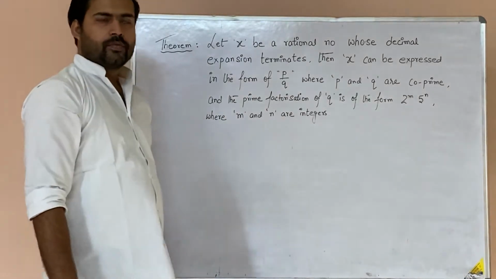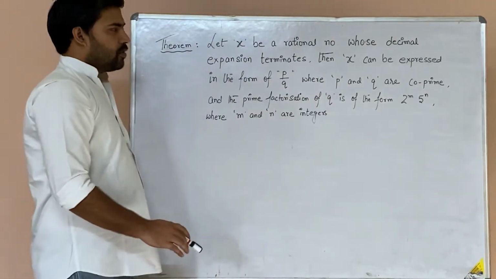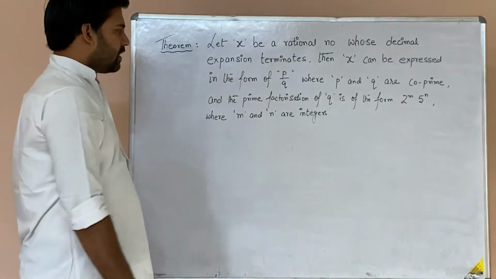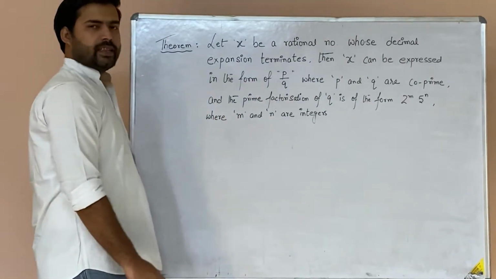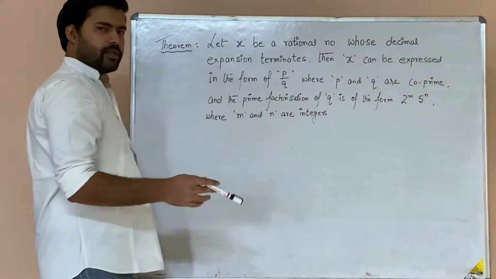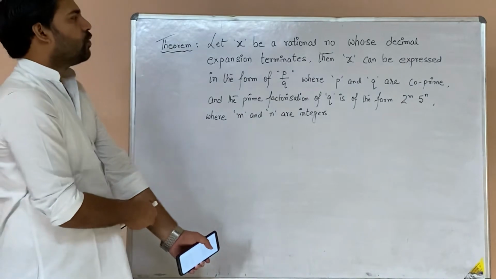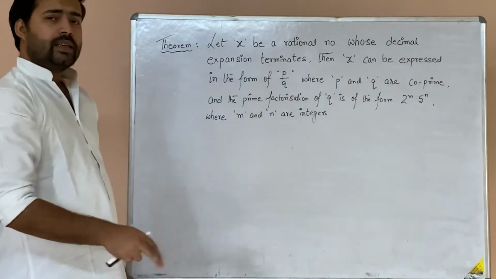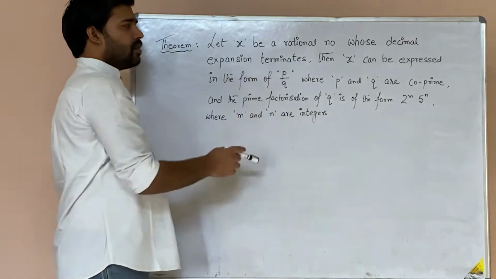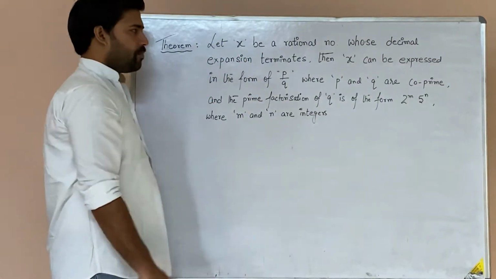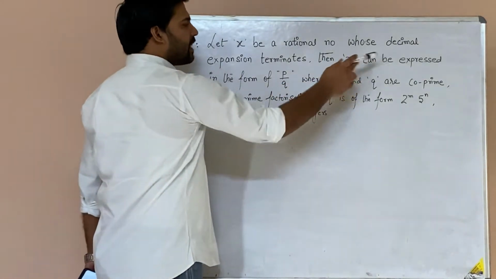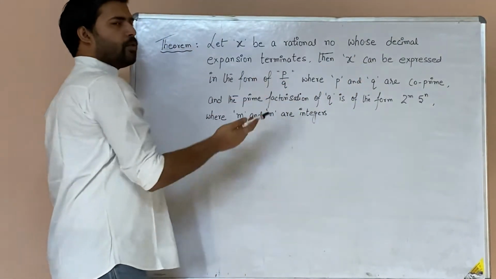Hello students. So today we will see one theorem, and I have written the theorem over here. So let us read it. Let x be a rational number whose decimal expansion terminates. That means x is a rational number that's also of the terminating type. The decimal expansion terminates. Then x can be expressed in the form of p upon q.